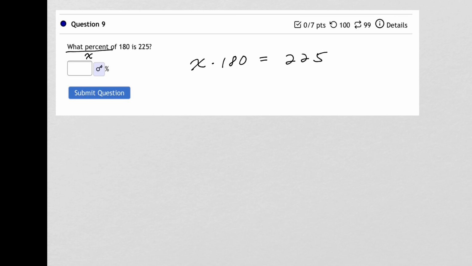Remember, of is interpreted as multiplication, right? And is equals. And of course, x times 180, we wouldn't really write it like that. You'd write it as 180 times x, right? 180x equals 225. And then how do I solve for x now? Well, I have to divide by 180.